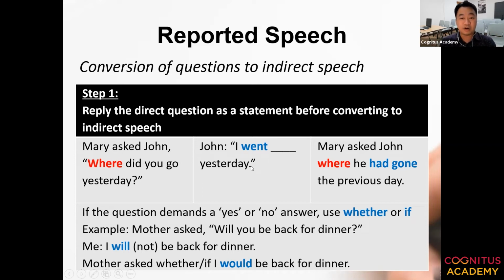Now, what if it's a yes or no kind of question? If the question requires a yes or no response, then the word whether or if is necessary. So for example, mother asked, will you be back for dinner? So your response, so me, is I will, or not, doesn't matter, be back for dinner. So mother asked if or whether I would be back for dinner. Will becomes would. Now, I always encourage students to use if and not whether, because there is a slight chance that they will spell whether wrongly, especially when it becomes W-E-A-T-H-E-R.